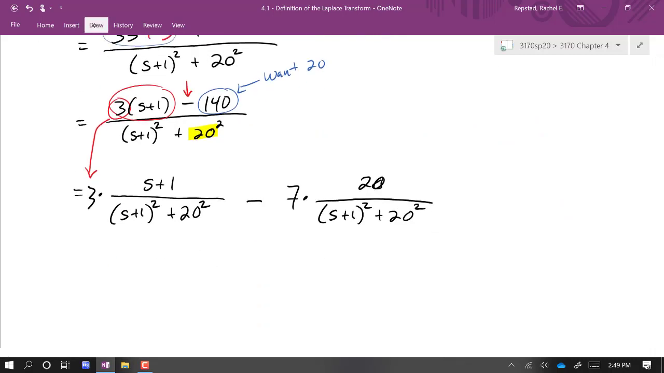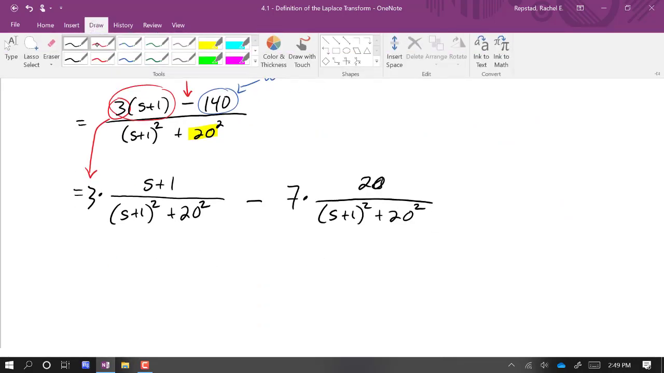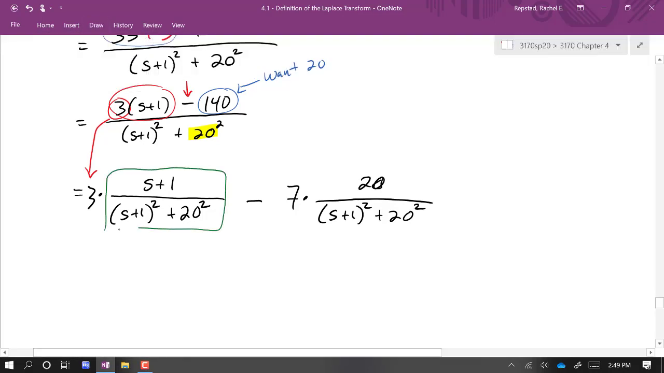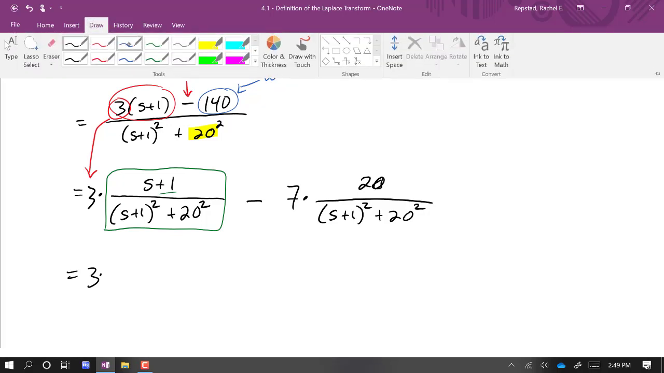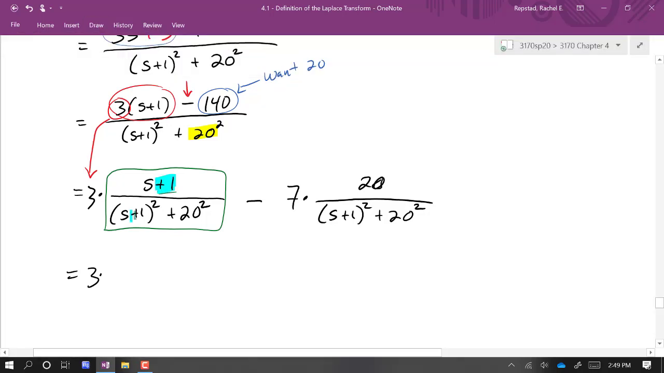So now, if I use that table, this is an s shift, like right here. The inverse transform of this is the cosine function that's shifted down 1. So I've got my factor of 3. This plus 1 tells us that the shift is a equals negative 1. So that's e to the negative 1 times t, or e to the minus t. And then this is the cosine of 20t.